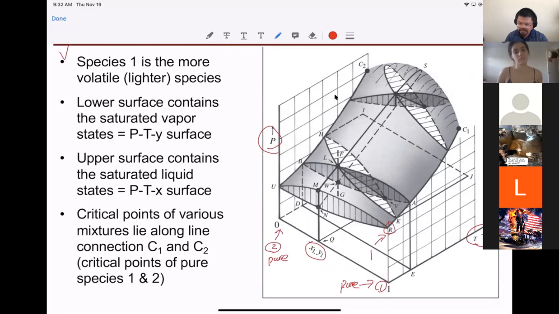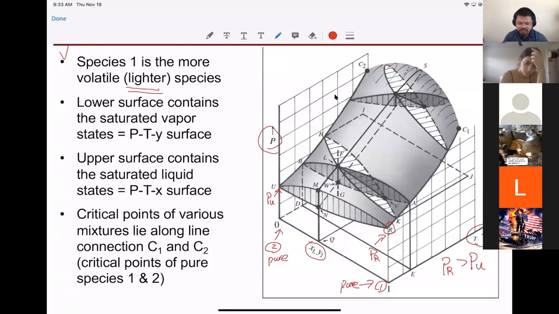And you can see that this P over here, the pressure at the location of R, if you compare that with the pressure at the location of condition U, then we can see that PR reading from the diagram is larger than the pressure at condition U. So this is why species 1 is more volatile, or species 1 is a light component. Lighter means that if you increase the temperature simultaneously, then component 1 can easily be phase transformed into the vapor phase. Okay.